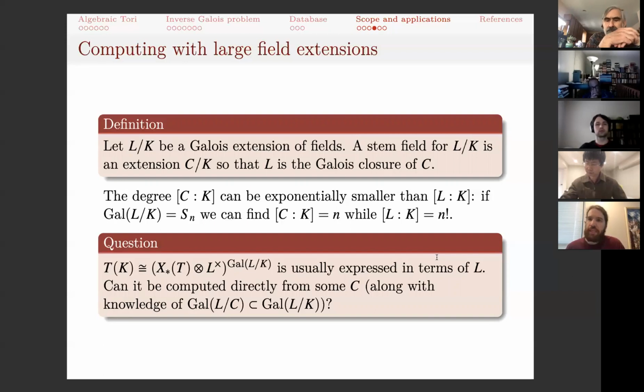So one thing that we'd like to do: a lot of the literature on algebraic tori phrases things in terms of the action of the Galois group. For example, the K points of the torus are given by the cocharacter lattice tensored with L cross, fixed by the action of the Galois group. And I don't want to do that if the degree of my Galois group is huge. So can we compute this directly from some stem field C, along with maybe knowledge of how the Galois group of L over C embeds inside the Galois group of L over K?